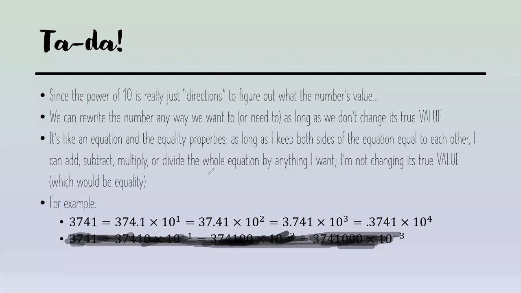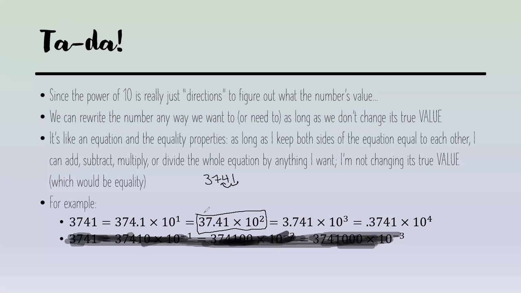Okay, 37.41. So I had 3,741. I still have it. I didn't change that. I have 3,741. And then I said, you know what? I want to rewrite this. I'm not changing it. It's the same number. It's worth the same amount. But I'm going to remove two place values. So I'm going to divide by 100. And that gives me this.